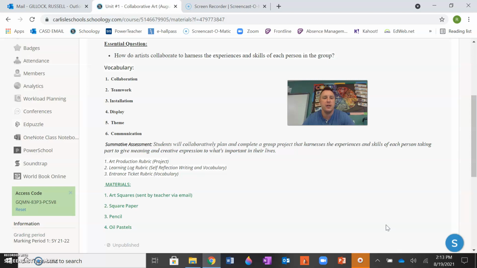If you have not received an art bag or these materials, please let me know and we can figure out a different accommodation. But that is your lesson overview for unit number one.